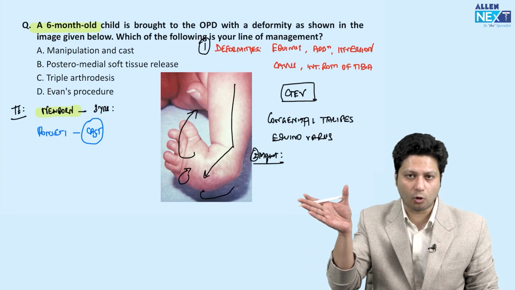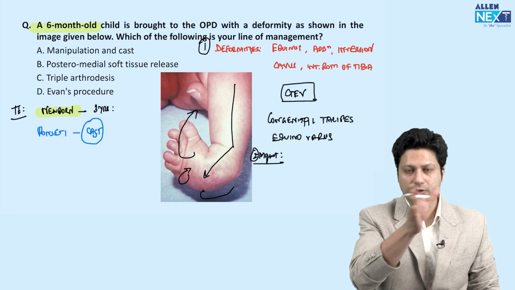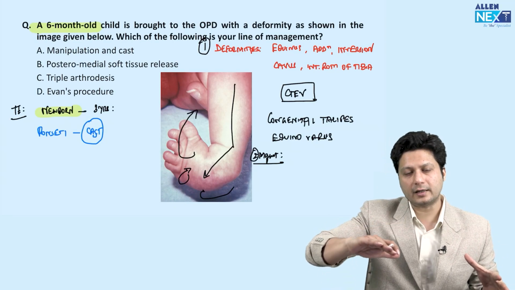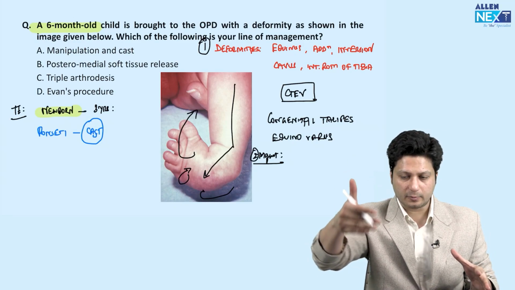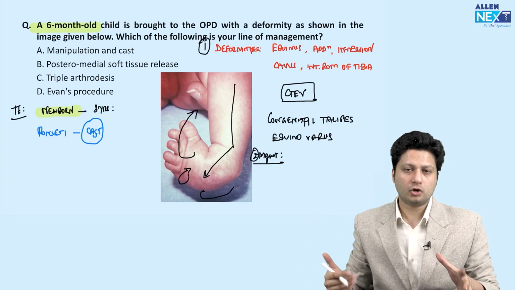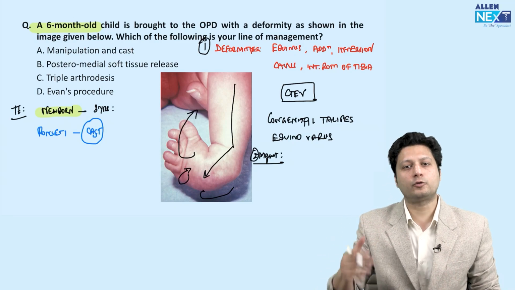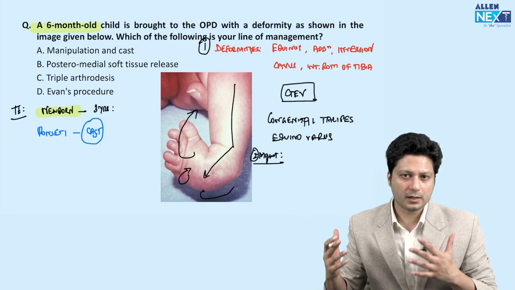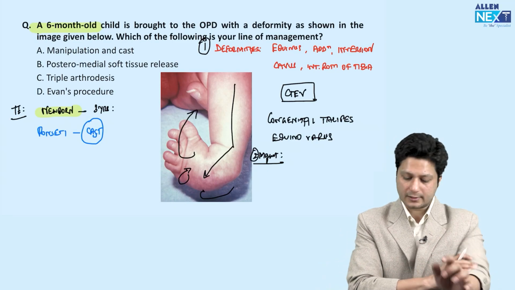Over a period of time, this trend has been changing, and surgical management is now being converted into conservative management in the earlier age groups. So up to 3 years of age, you first of all try the conservative method. After 3 years of age, you can go with the surgical method. That is the essence of the question asked.